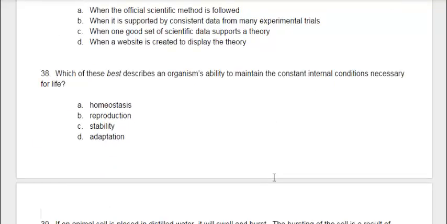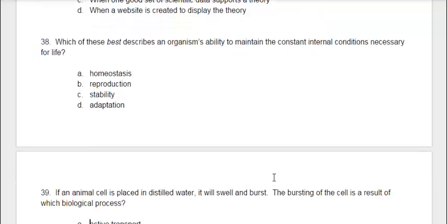38. Which of these best describes an organism's ability to maintain the constant internal conditions necessary for life? A. Homeostasis. B. Reproduction. C. Stability. D. Adaptation.